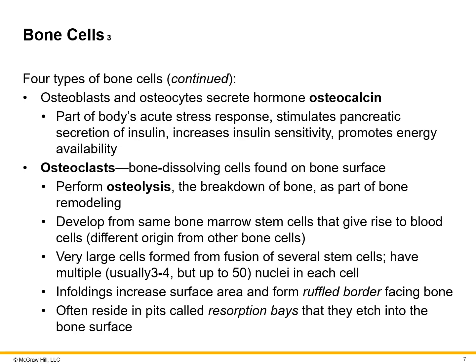On the bottom part of the cell, which comes into contact with the bone matrix, there are enfoldings called a ruffled border that increase the surface area of these cells. And often we're going to find them residing in pits called resorption bays, because that is where bone is getting broken down and it's being resorbed back into the blood as these osteoclasts etch into the bone's surface.